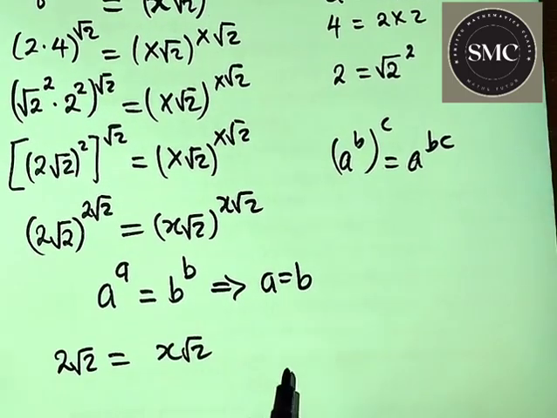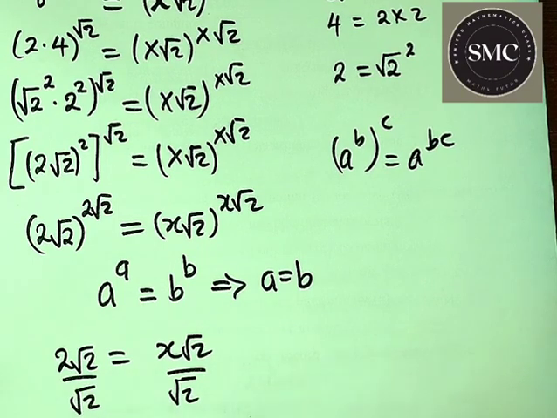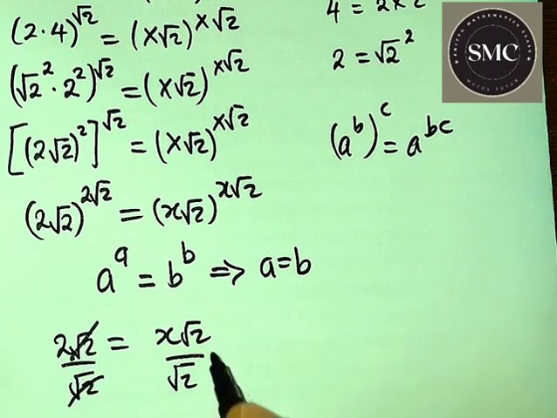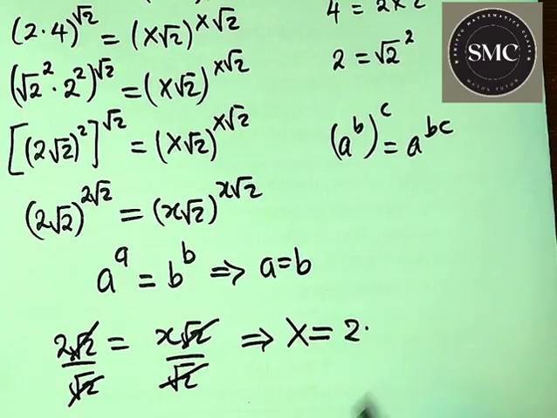So now from here we divide through by 2, so we can get the value of x. So 2 we cancel root 2, we cancel root 2 here, this we cancel root 2 here. So this implies that x equals 2. Is that understood?